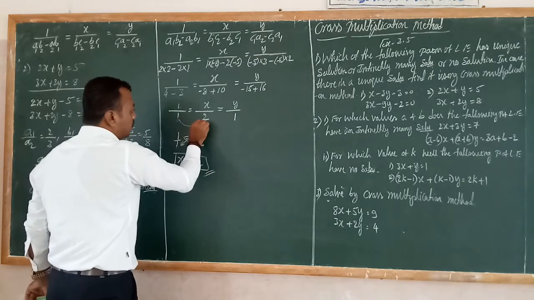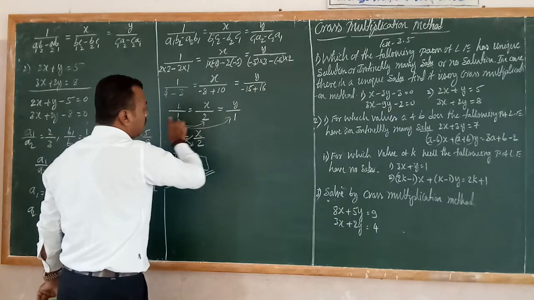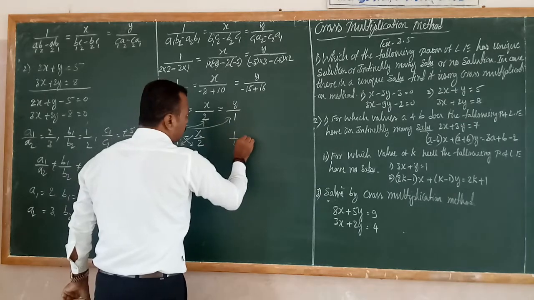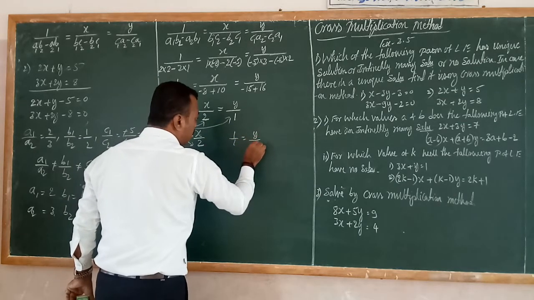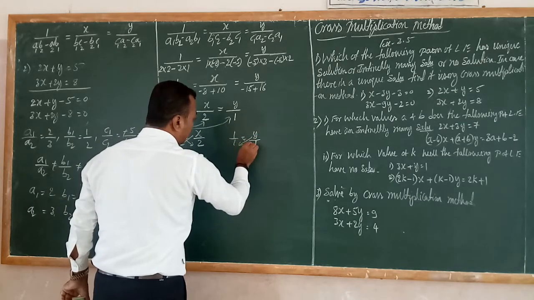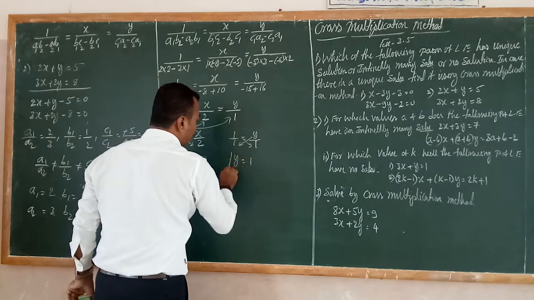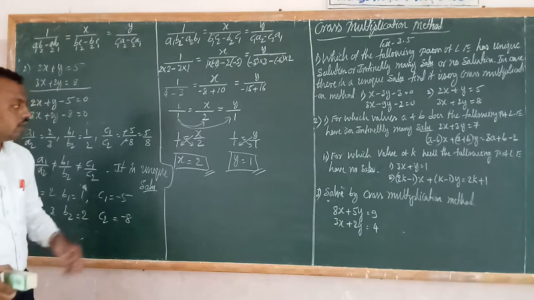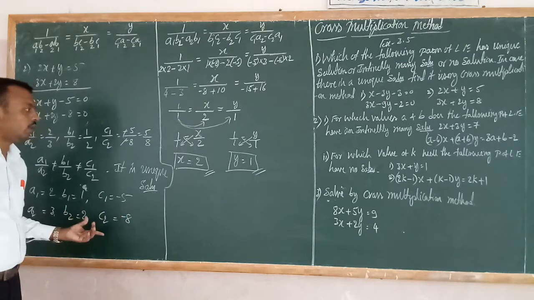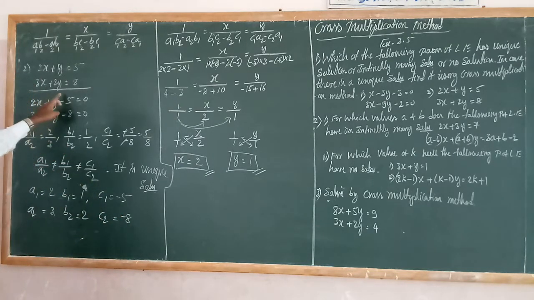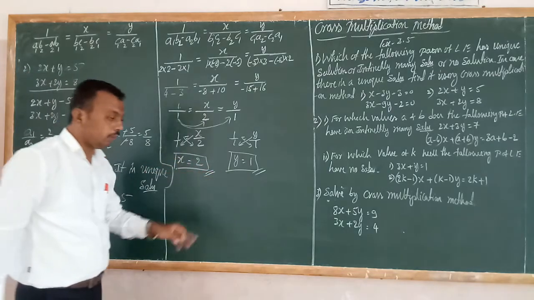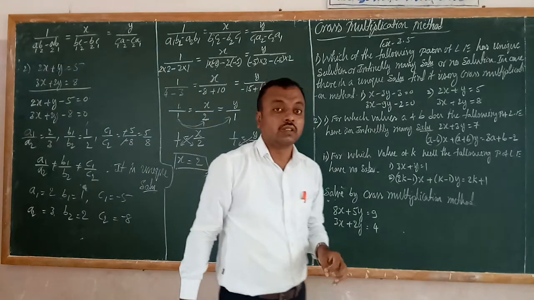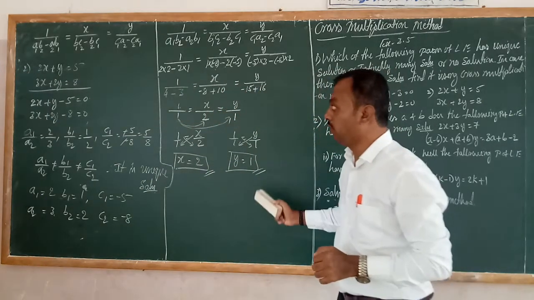So first you have to consider these two. Next you have to consider this one and this one. So 1 by 1 is equal to y by 1. Therefore cross multiply that. Therefore y is equal to what? 1. Understood? The value of x is 2 and the value of y is 1. So this is the solution of the pair of linear equations, x is 2 and y is equal to 1, by the cross multiplication method. Do you understand, students? Very simple cross multiplication method.